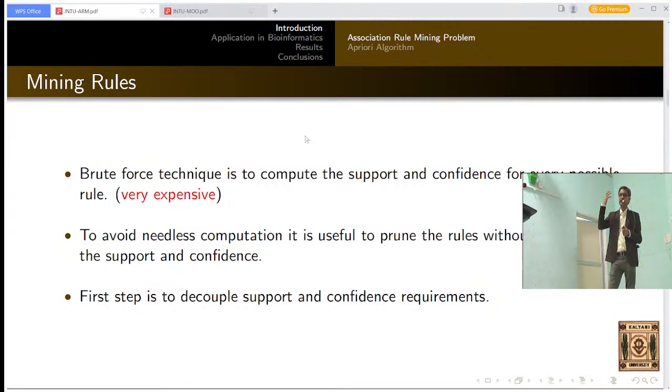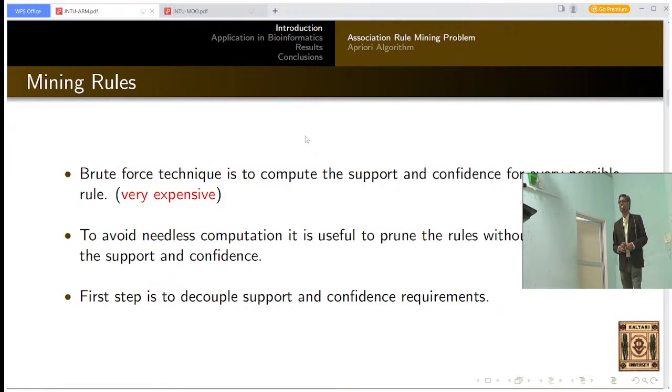So what will happen if n is large? Suppose n is 100. It is even very small with respect to a supermarket. There are thousands of items. So n is 1000. You need to generate 2 to the power 1000 subsets and then compute the support. Is it possible? Even with the fastest supercomputer of nowadays, it is not possible. Even if it is possible, it will take years. For even 100 items, it might take 30 years to complete.